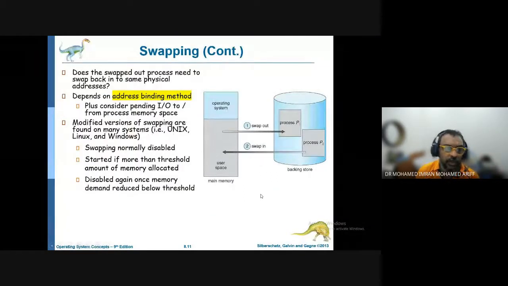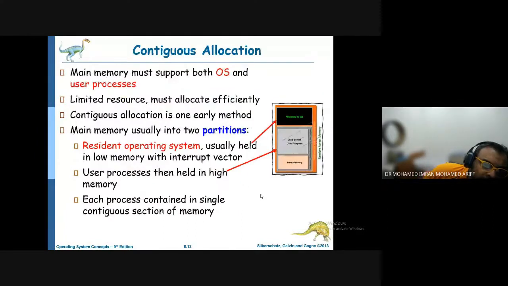So this is almost the same as well. In a contiguous allocation, let's now focus on the memory here. In a contiguous allocation, process files are stored side by side. There are two partitions inside the main memory. One is the operating system files location, which is always located at the top.